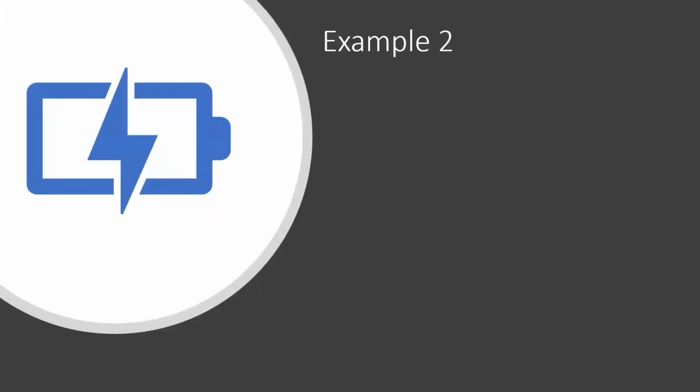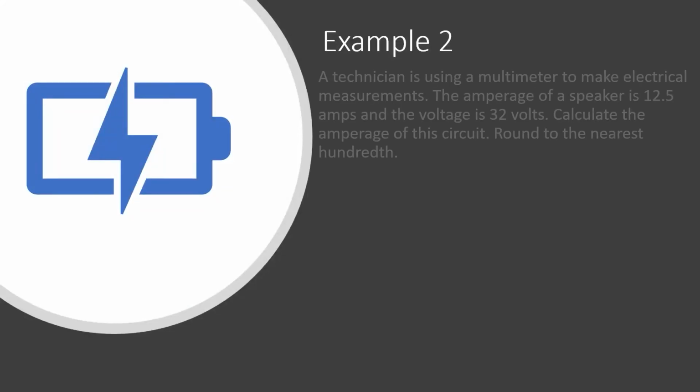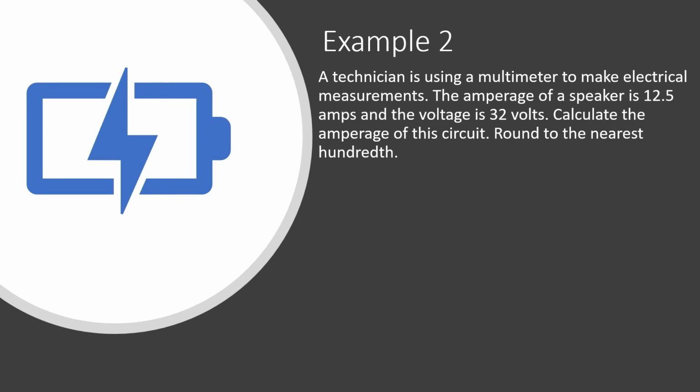In our second example, a technician is using a multimeter to make electrical measurements. The amperage of a speaker is 12.5 amps, and the voltage is 32 volts. Like with all Ohm's law problems, the first step is going to be finding the appropriate formula to solve for the value you're looking for.